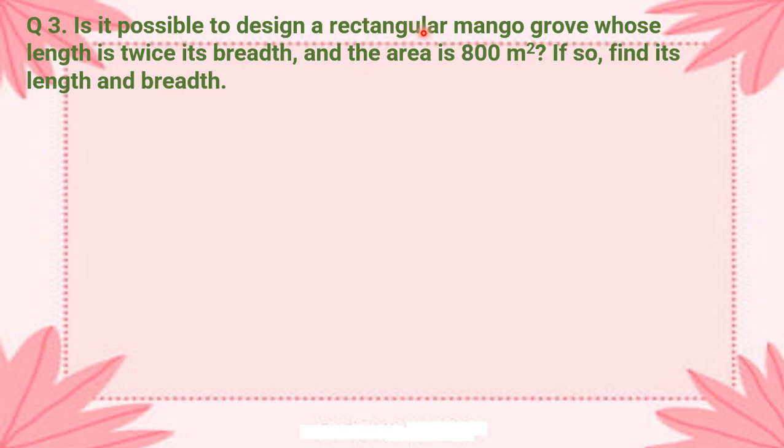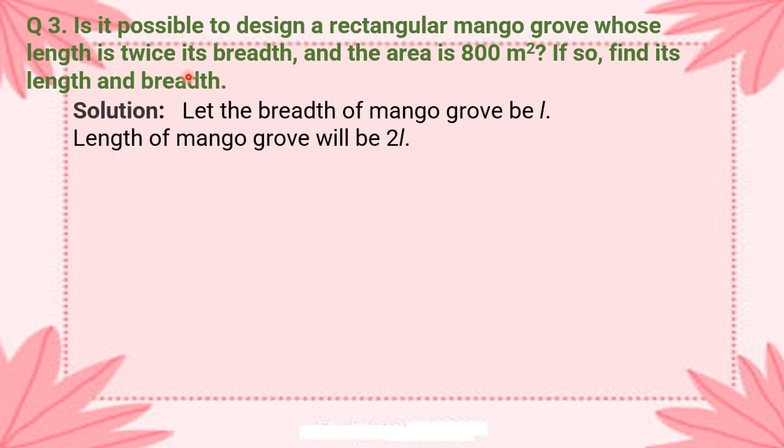A rectangular mango grove whose length is twice the breadth. Twice the breadth, that means breadth is the dependent or independent? Which one? Correct. Breadth is the independent value and length is dependent, because length is given in terms of twice the breadth. So the independent quantity is breadth. So let's take the breadth of the rectangular grove as L. So its length is twice the breadth, 2L.